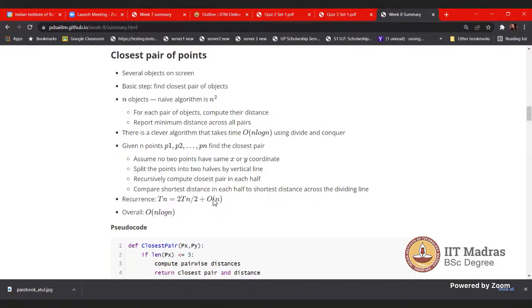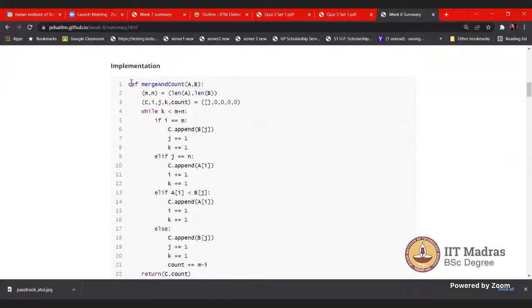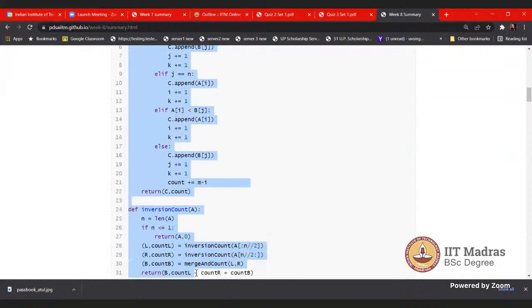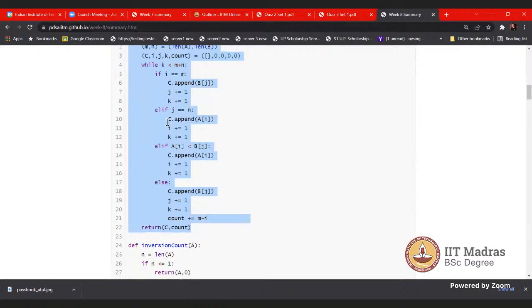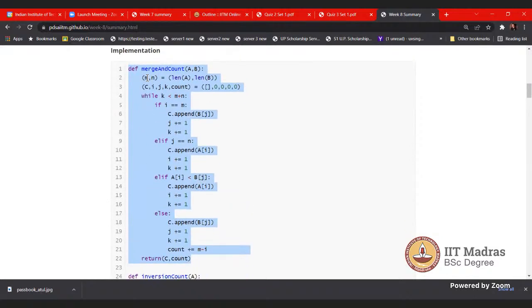This is the time complexity for the process after the dividing part of the algorithm. For example, this is the merge part. So what is the complexity of this merge part actually? This is the complexity of n. There is one while loop given, so we consider a complexity of n here.